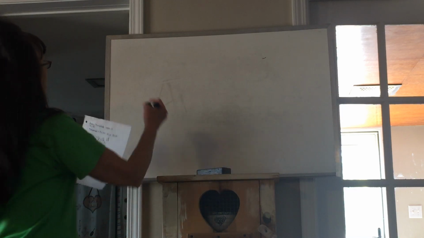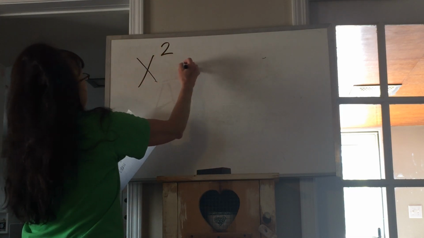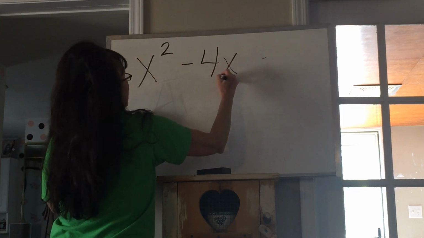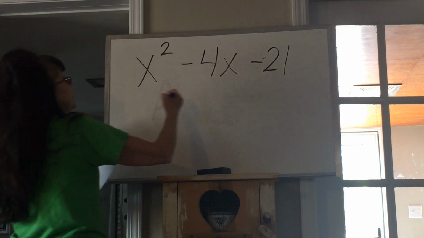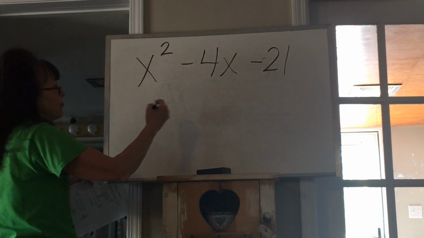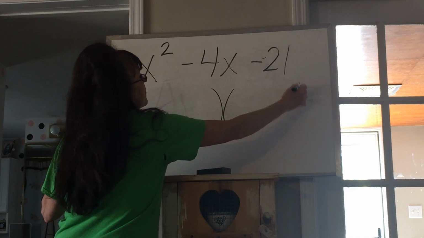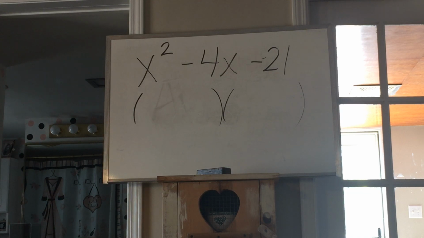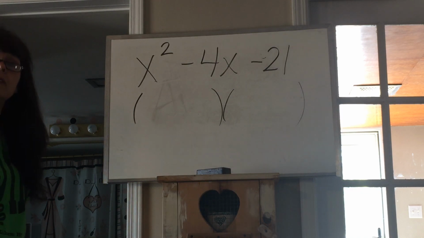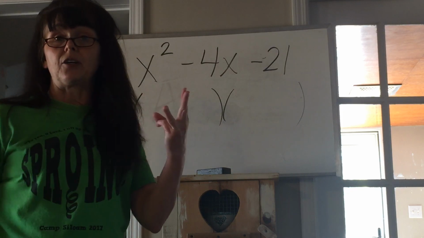Okay, example 2 is x squared minus 4x minus 21. There is no GCF, but that's what you should do every time: check for a GCF. She might try to trick me. Now, what are those 3 magic words? Factor, skip, and then factor.